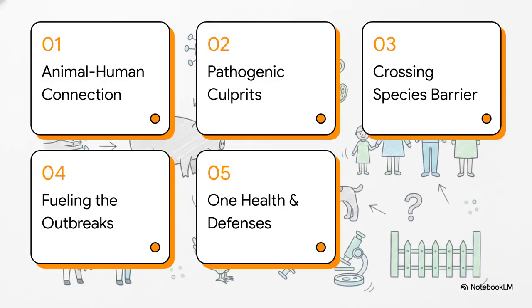Okay, let's dive into this. Here is our roadmap for today. We're going to cover 1. The animal-human connection, 2. Meet the pathogenic culprits, 3. Crossing the species barrier, 4. Fueling the outbreaks, and 5. One Health and future defenses.